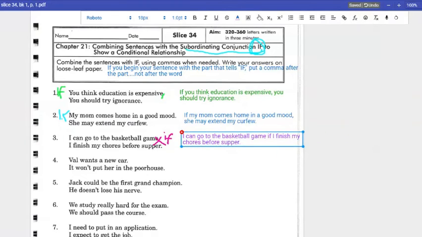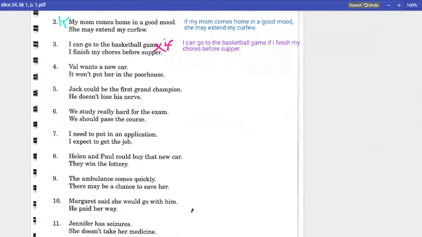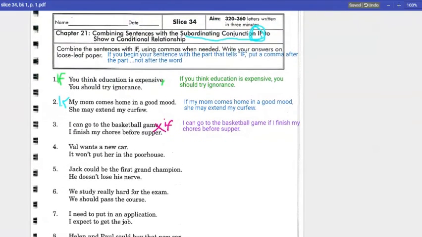All right. Okay, so you're going to go ahead and finish up 1 through 10. And again, if you start with the if, make sure you have a comma after the part, not after if, but after the part that tells if. And if your if goes in the middle of the sentence, no comma.